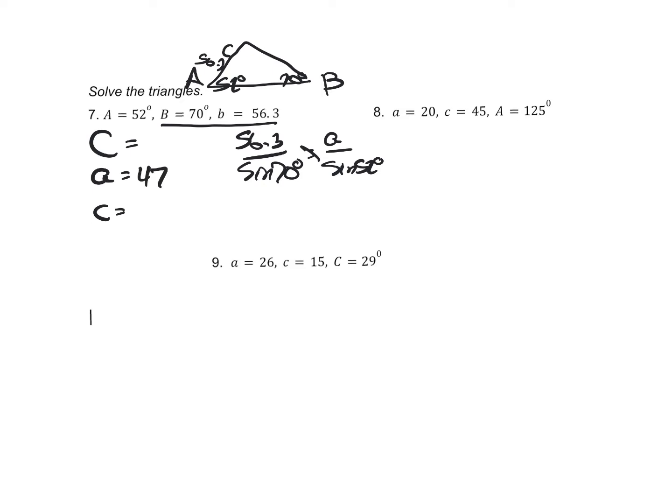So that's 47.2. Also, I should have done this first. Capital C, I can just subtract those two angles from 180, the 52 and the 70 from 180. Figure out what's left over. Angle C is 58 degrees, which is good to know. And so what I'm going to do is I'm going to use this again. I'm going to use 56.3 over sine 70, because I know that for sure. And that's going to give me little c over sine.